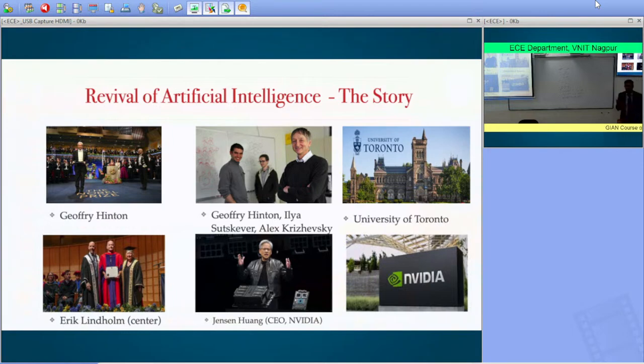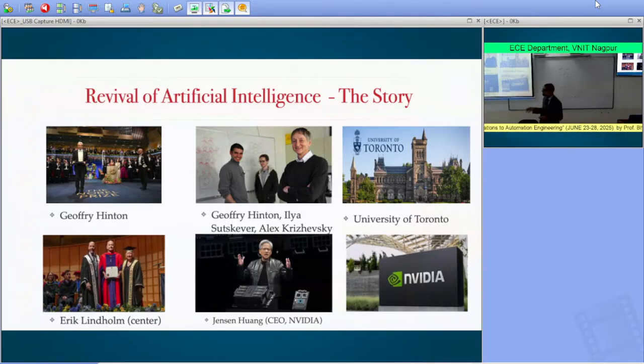You've all heard of NVIDIA, right? NVIDIA is a chip manufacturing company. It was started by Jensen Huang in the 1990s. And Eric Lindholm, I think, joined them sometime in 1997 or so. They were trying to build chips that are useful in gaming. If you played games, there are a lot of graphics you have to load. It consumes significant computing power.